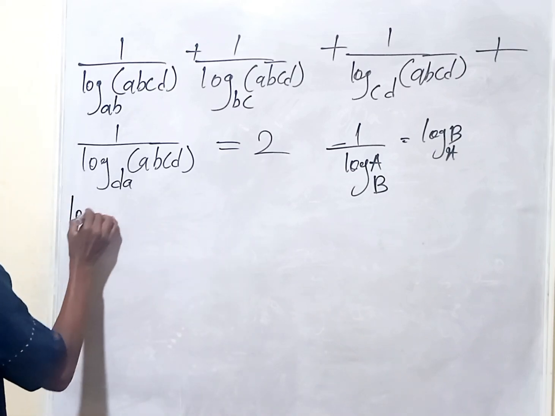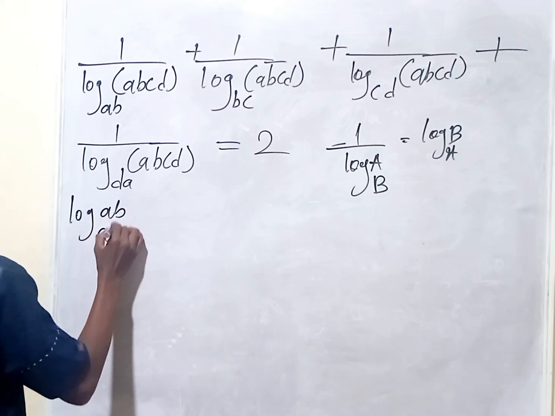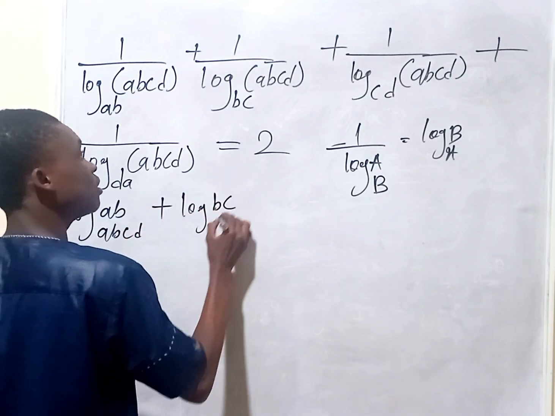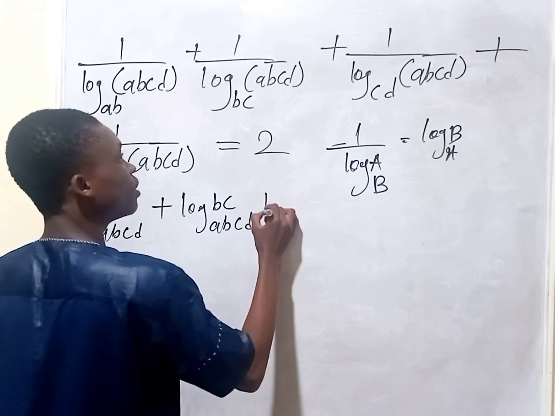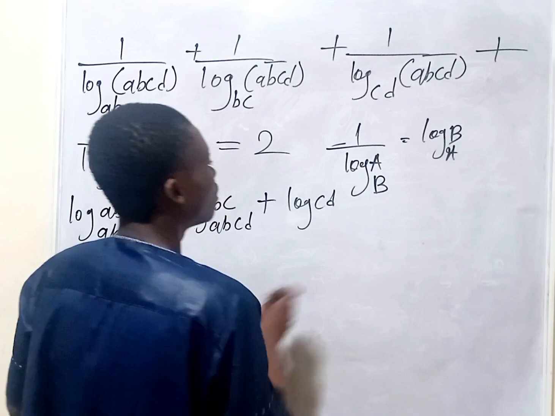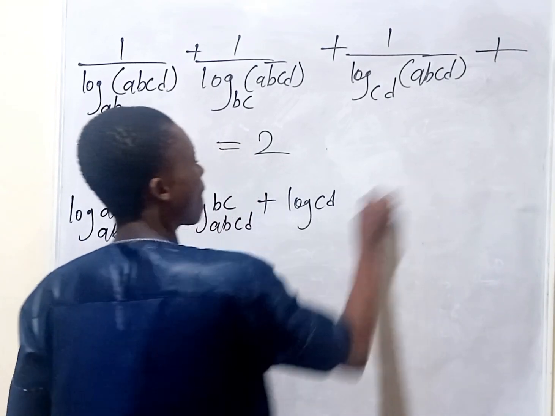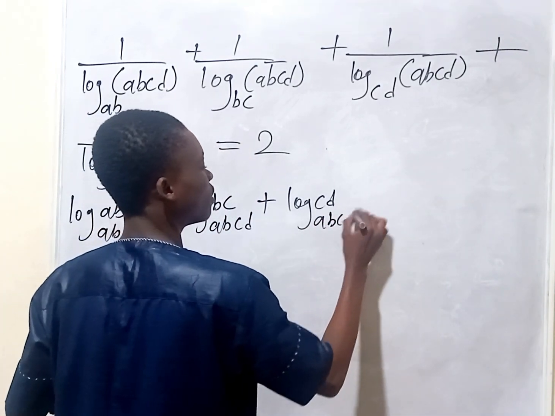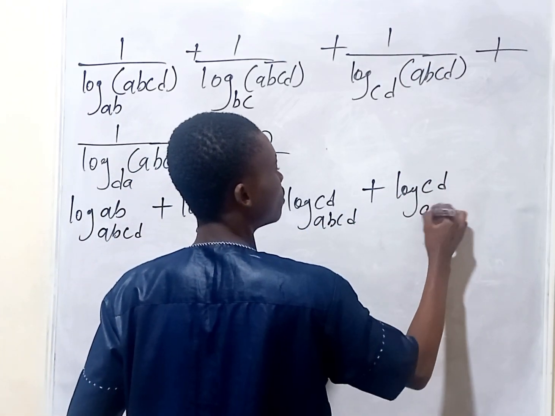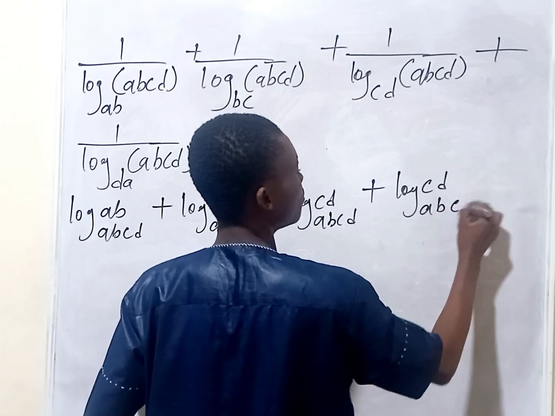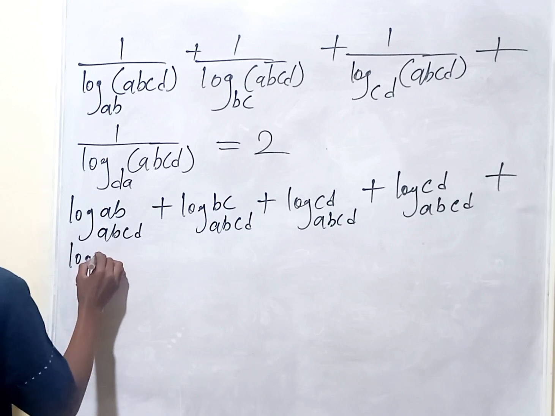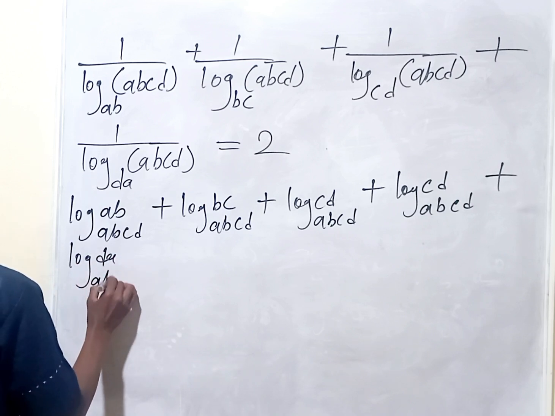From here we have log_AB of ABCD plus log_BC of ABCD plus log_CD of ABCD, the interchange becomes log_CD base ABCD, plus this one, log_DA base ABCD.